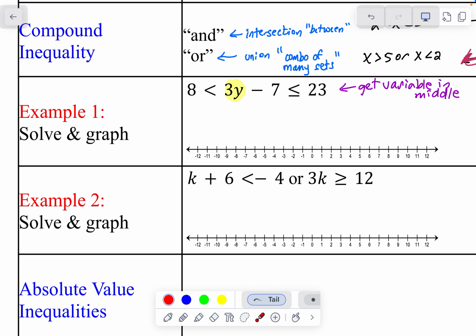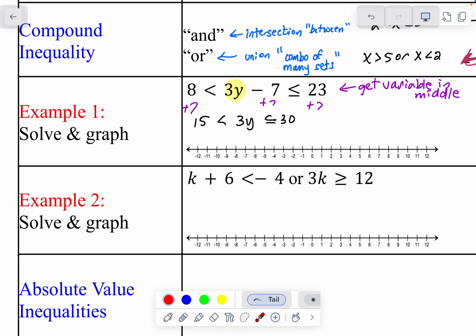Okay, so the first thing we do here, when you add the 7, you have to add it in all three dimensions: left, middle, and right. Whatever you do to one piece of this 3D equation, you do to all pieces. When we do, we get that 15 is less than 3y, which is less than or equal to 30.